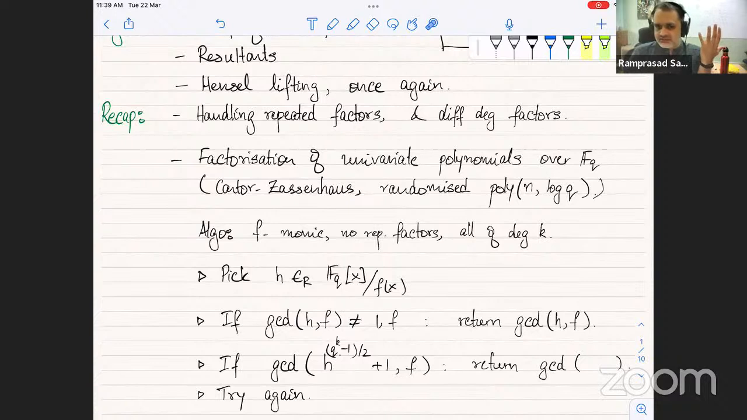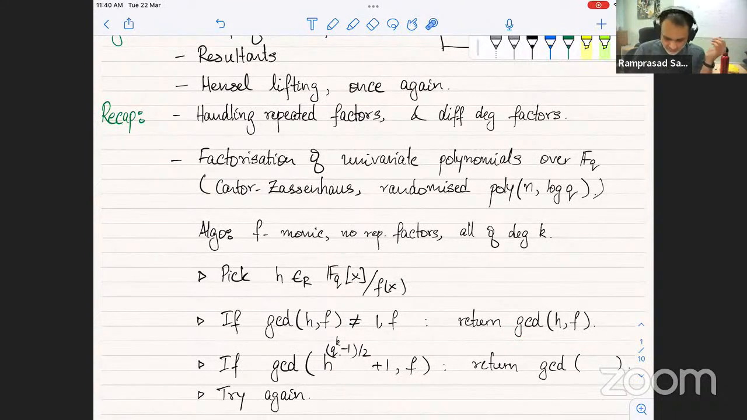And what was the algorithm? The algorithm was, in hindsight, very simple: you just pick a random polynomial of smaller degree, let's call that h. And step 2 is basically like, if you just got unbelievably lucky, if you try taking the GCD of h with f, and if you get a non-trivial GCD, well, fantastic. You've already found a non-trivial factor, so you just return that factor.